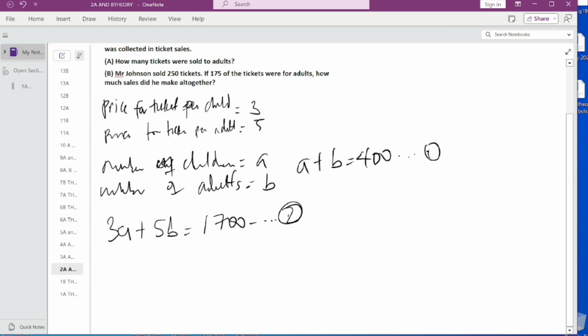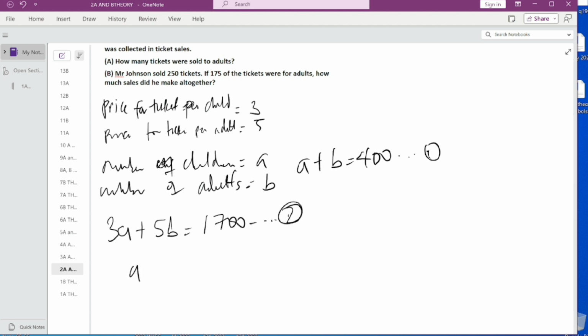So we have these two equations. We have equation 1, which is A plus B equals 400, and equation 2, which is 3A plus 5B equals 1,700. So we can use either the substitution method or the elimination method. In this case, let's use the substitution method. Since we're looking for B, the number of adults, which is equivalent to the number of tickets sold to the adults, we'll take A as subject of formula for equation 1 and substitute it into equation 2.